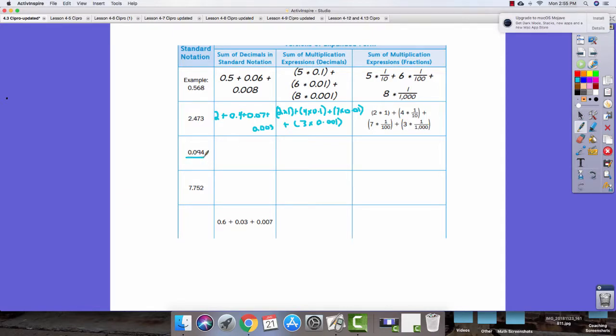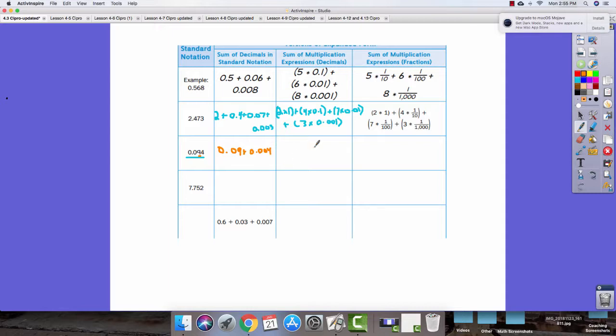Okay, let's do 0 and 94 thousandths. Put that one in orange. So here I have 0 ones and 0 tenths. I don't really need to include this. I can just start with my first digit here, my 9, okay? Because these are just placeholders. So I can just simply say that is 0 and 9 hundredths plus 0 and 4 thousandths.